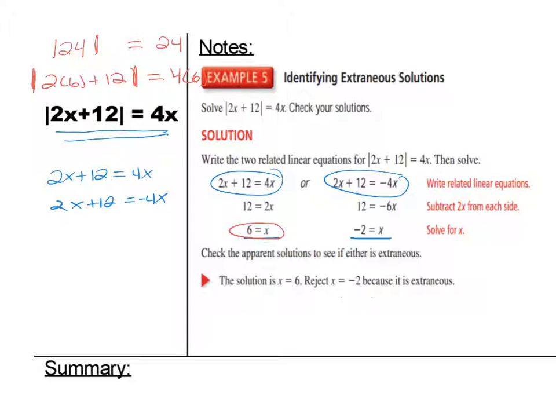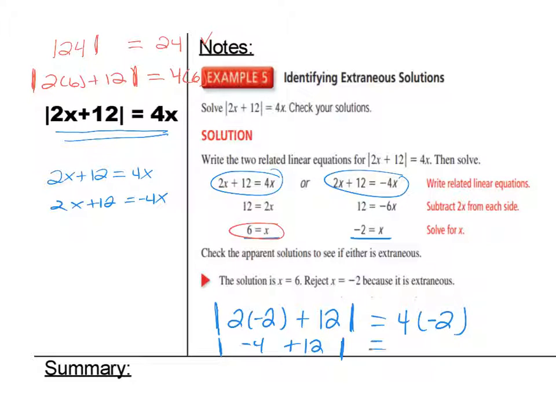So that works. But then, when you plug in negative 2, you get 2 times negative 2 plus 12 equals 4 times negative 2. You get negative 4 plus 12 equals negative 8. Can I ever have an absolute value equal a negative like that? No. So that doesn't work. That means that negative 2 is extraneous.